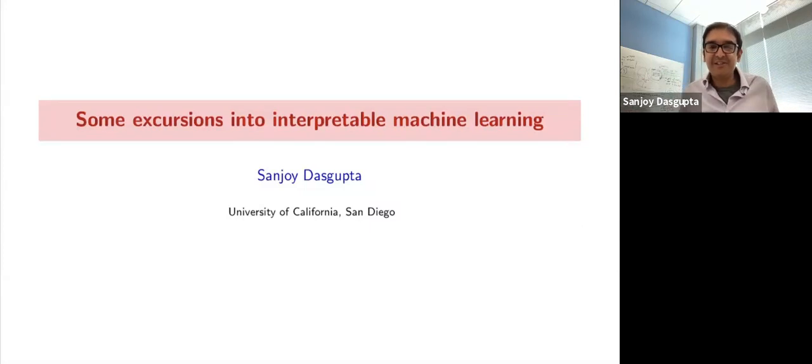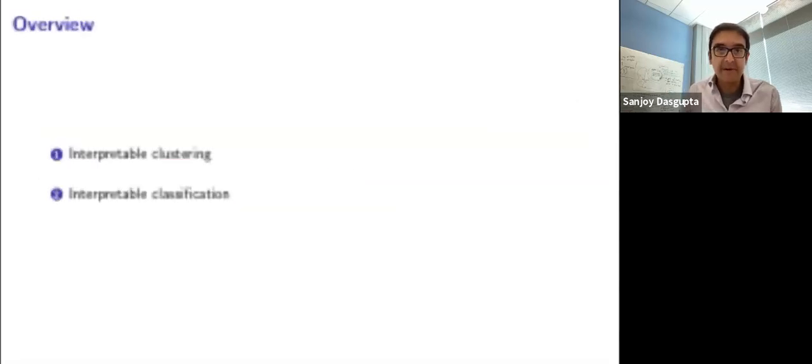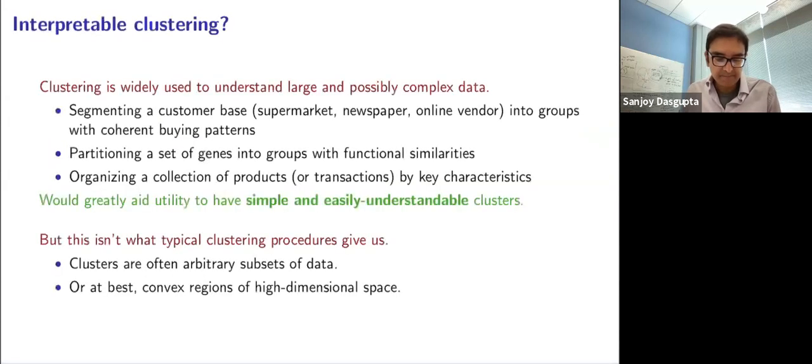Okay, thank you very much. So I've been thinking about interpretable machine learning for the past 2 or 3 years, and it's a really exciting area for theory work. I think that there's a lot of new algorithmic and statistical problems to be solved here, and I'll talk about 2 little examples. So the first is interpretable clustering. And by the way, feel free to ask questions at any time. You could just type them into chat or just blurt them out, either way.